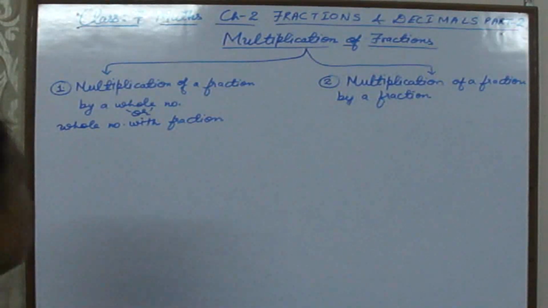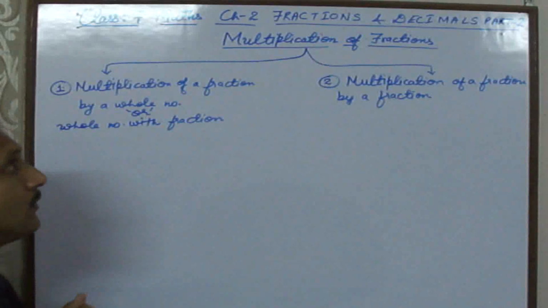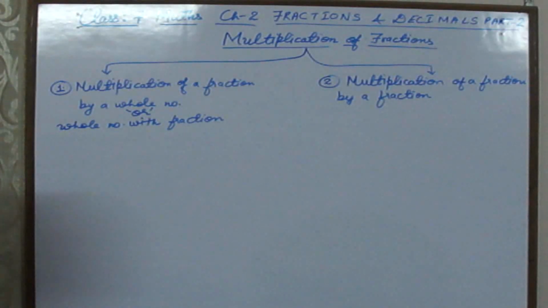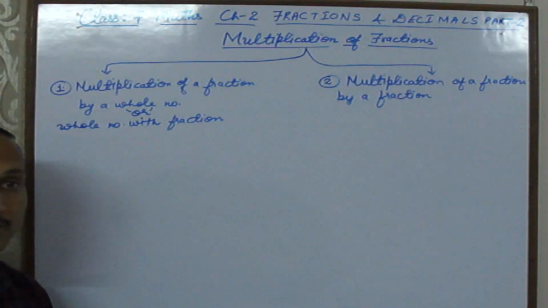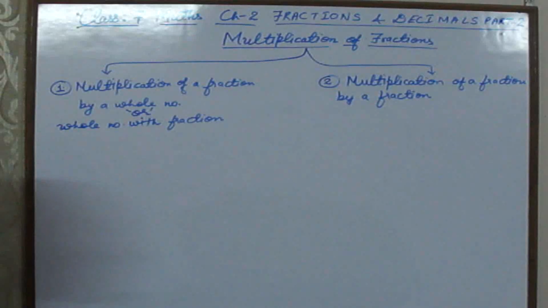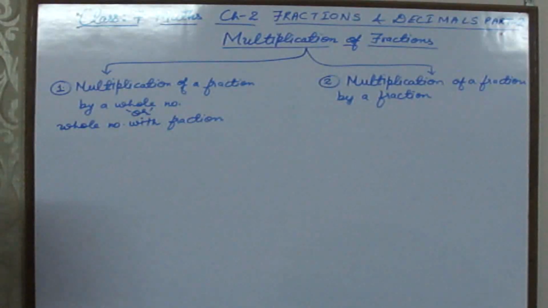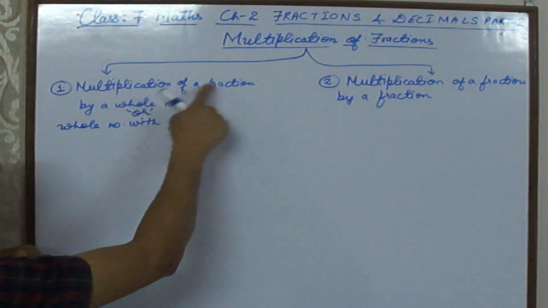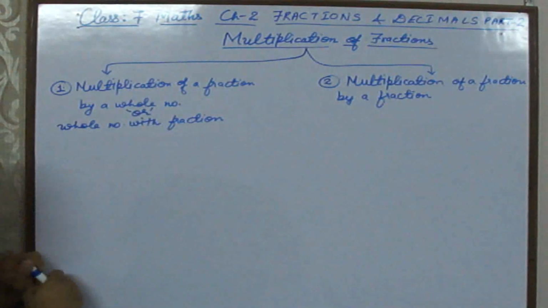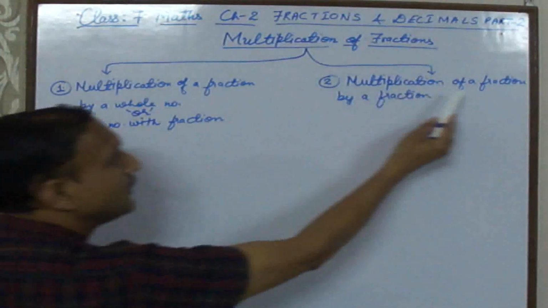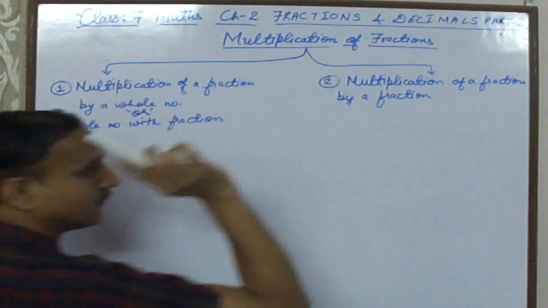Now in fractions and decimals part 2, what we'll learn today is multiplication of fractions. How to find the product when two fractions are multiplied together. There are two types we can say. First, multiplication of a fraction by a whole number, and second, multiplication of a fraction by a fraction.